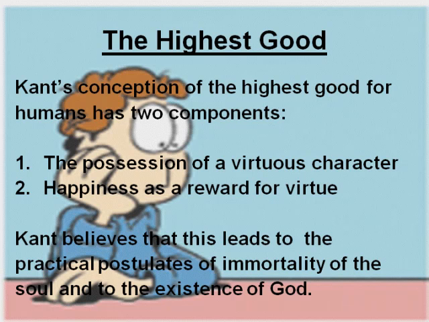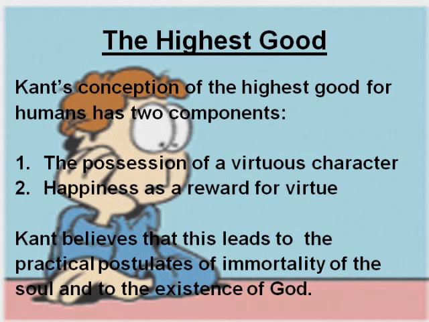Now, Kant also describes the highest good. Kant believes that the highest good for human beings also leads him to believe certain things about immortality and God. Kant believes that the highest good for humans has two major components. That is, the possession of a virtuous character, so again, a person who's acting from the sole motive of duty, and we end up becoming happy because it's a reward for virtue.